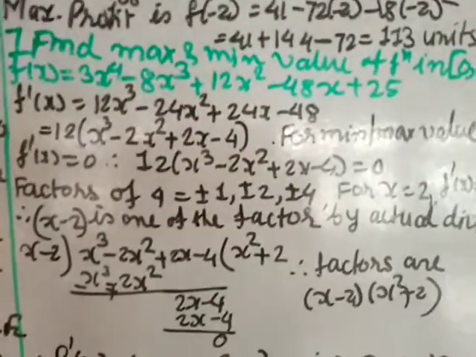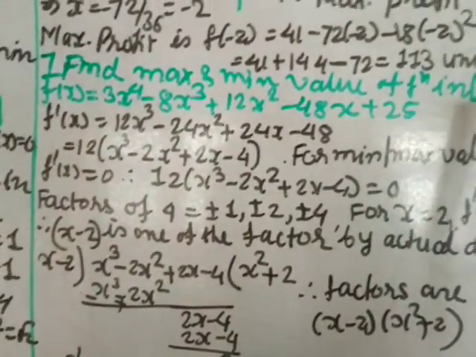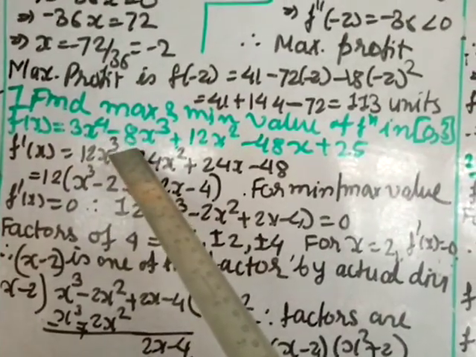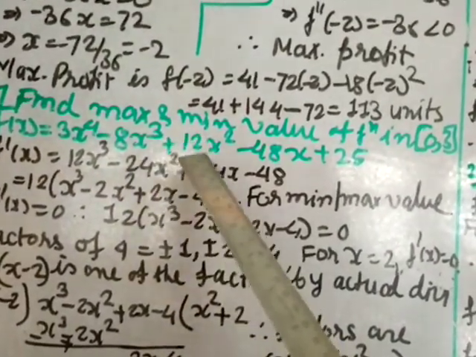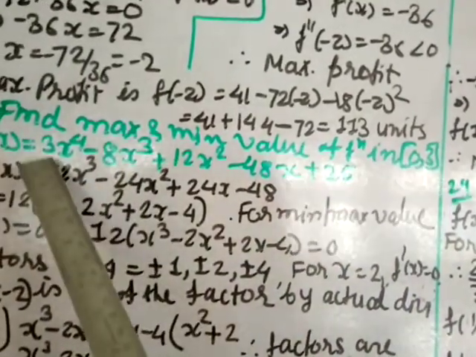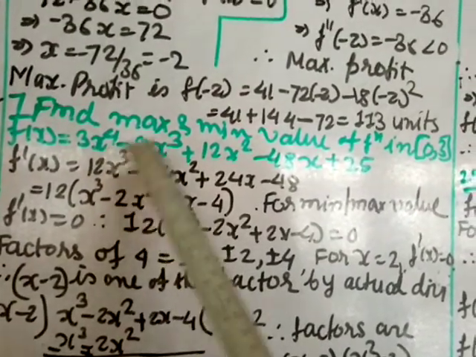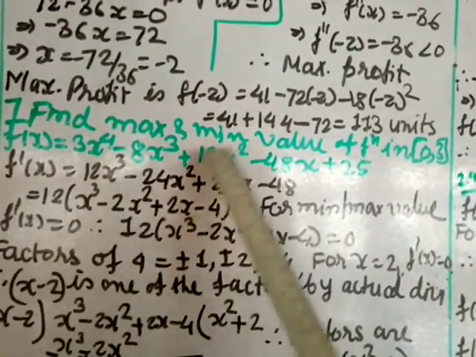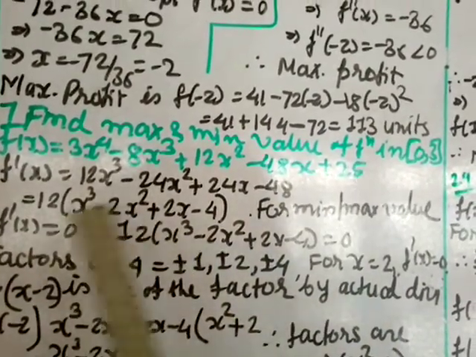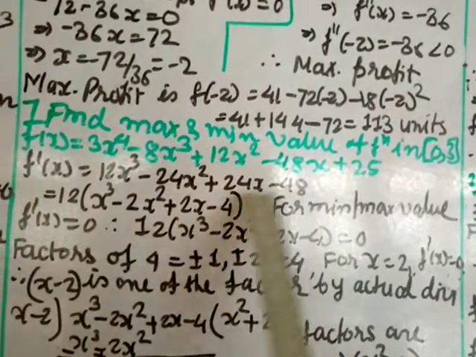Question number 7. Find the maximum and minimum value of the function in the interval 0 to 3, f(x) is equal to 3x power 4 minus 8x cube plus 12x square minus 48x plus 25. First differentiate: 3x power 4 gives 12x cube, minus 8 threes are 24x square, plus 12 twos are 24x, minus 48, this is 0. I'll take 12 common, so x cube minus 2x square plus 2x minus 4.